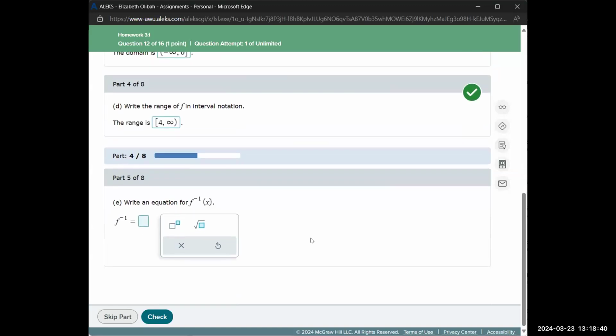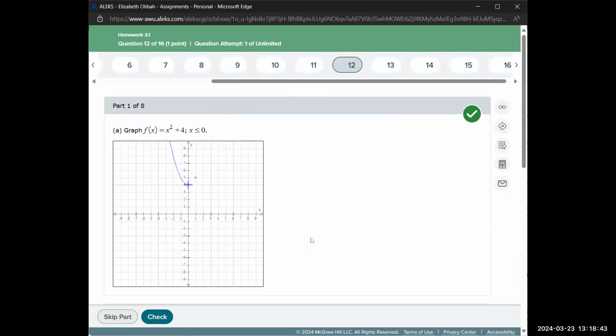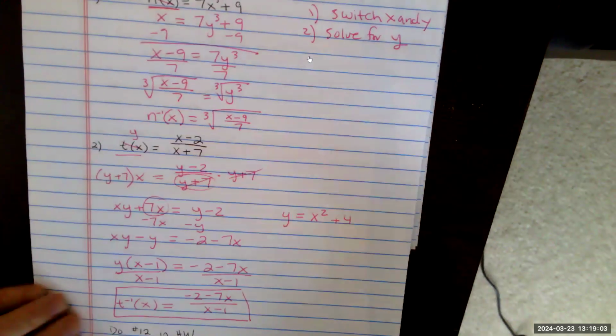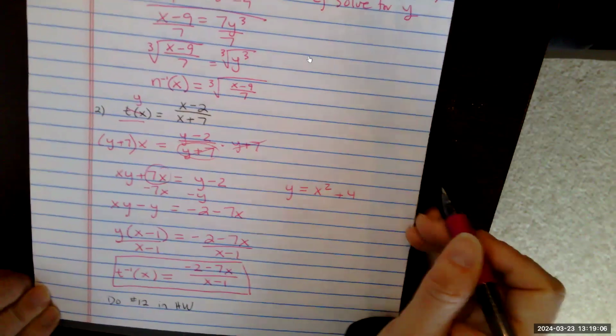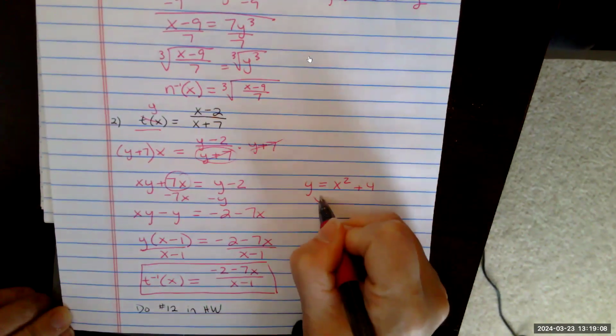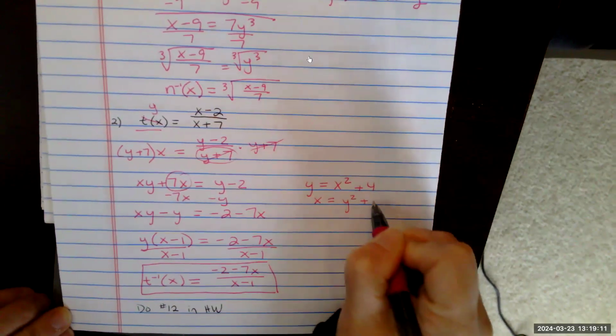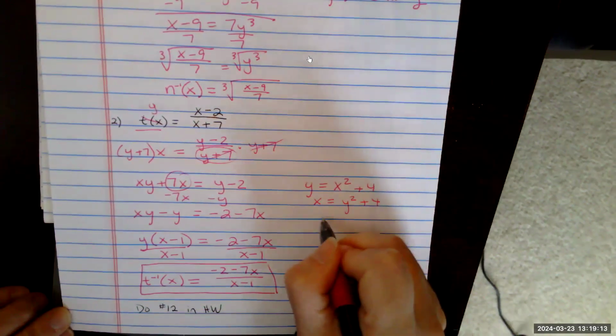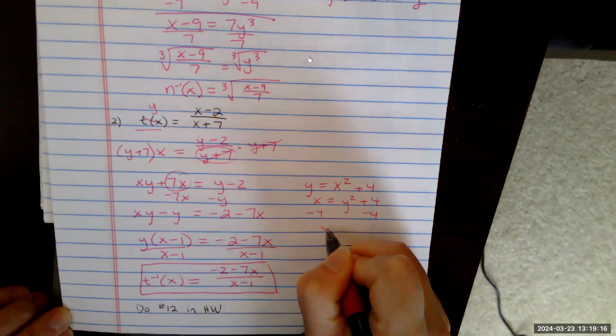Write an equation for F inverse. Okay, so if we're starting with x squared plus 4, I'm going to do the same thing we did a minute ago. I'm going to switch where the X and the Y are, and then I'm going to get Y by itself.